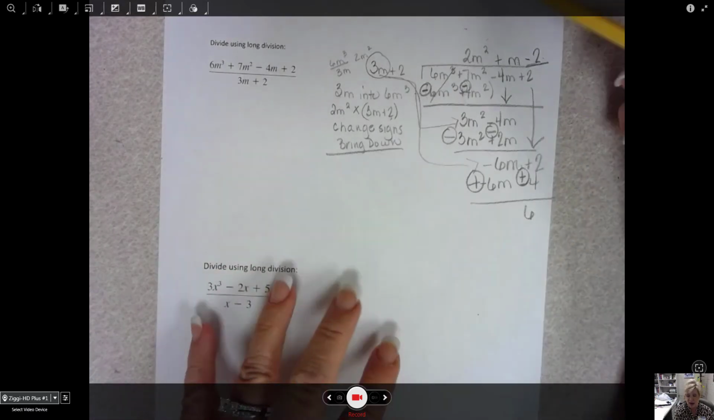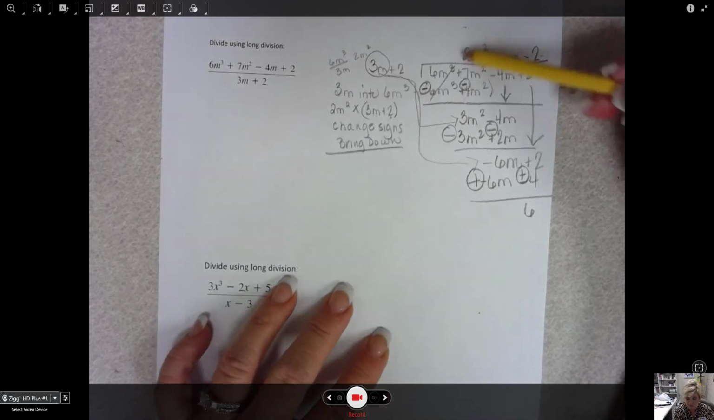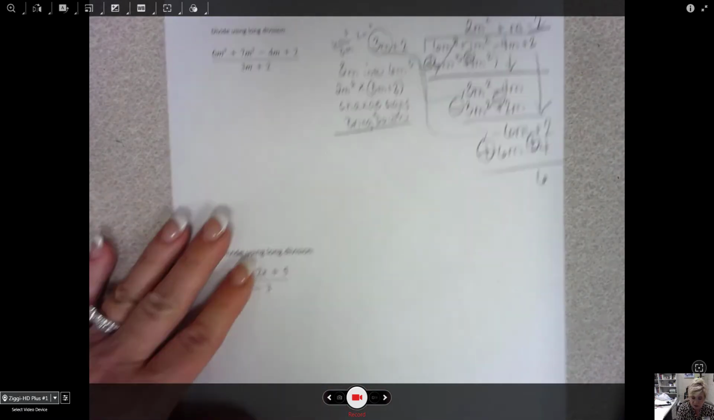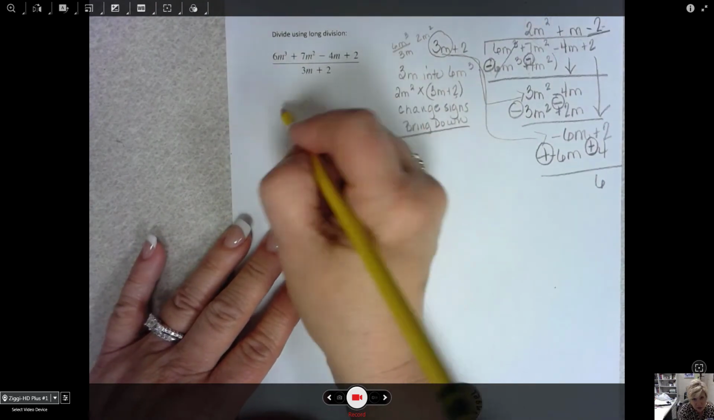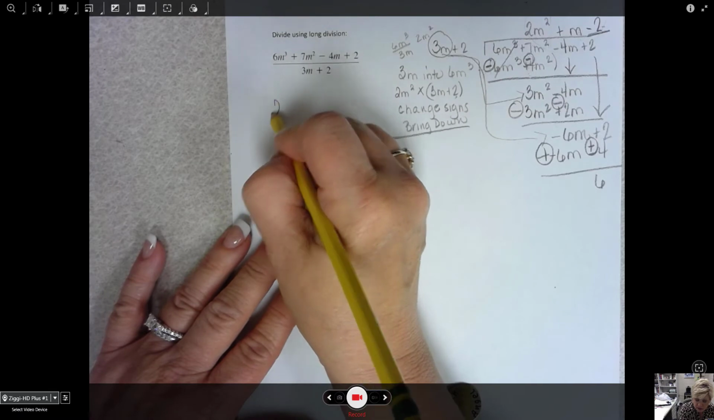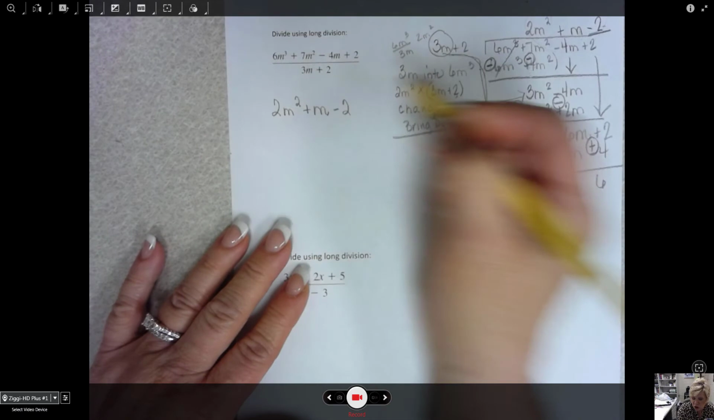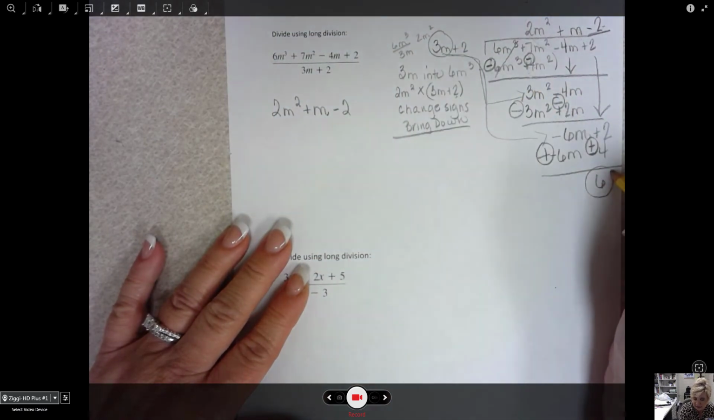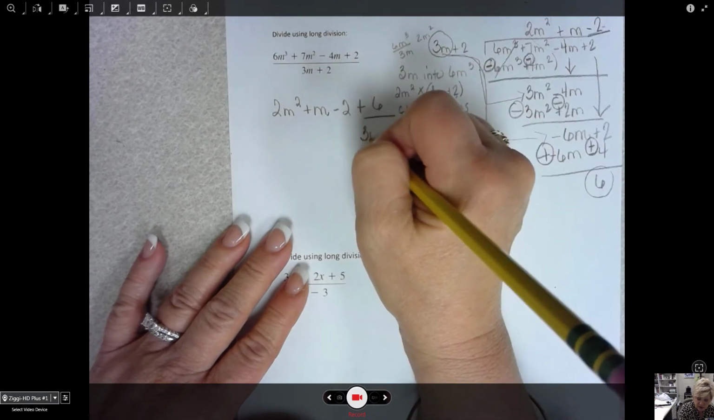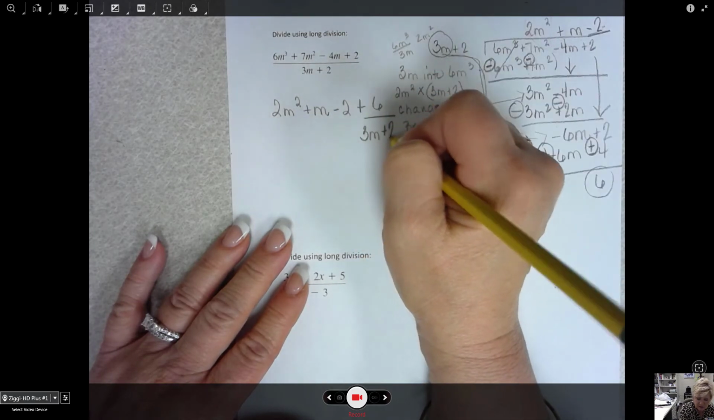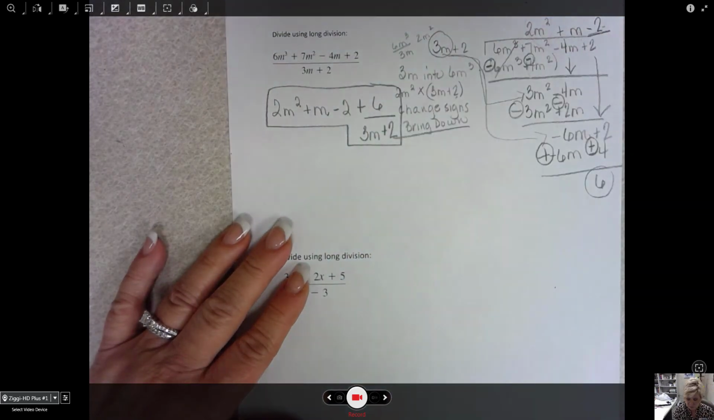And since we lined up our common terms, you're at the end of the answer. You're done. Nothing else to go into. So your quotient, which is the answer to a division problem, is 2m squared plus m minus 2. You have a remainder of 6. So plus 6 over your divisor every time because it's a portion. It's not a complete whole. It's what was left over.